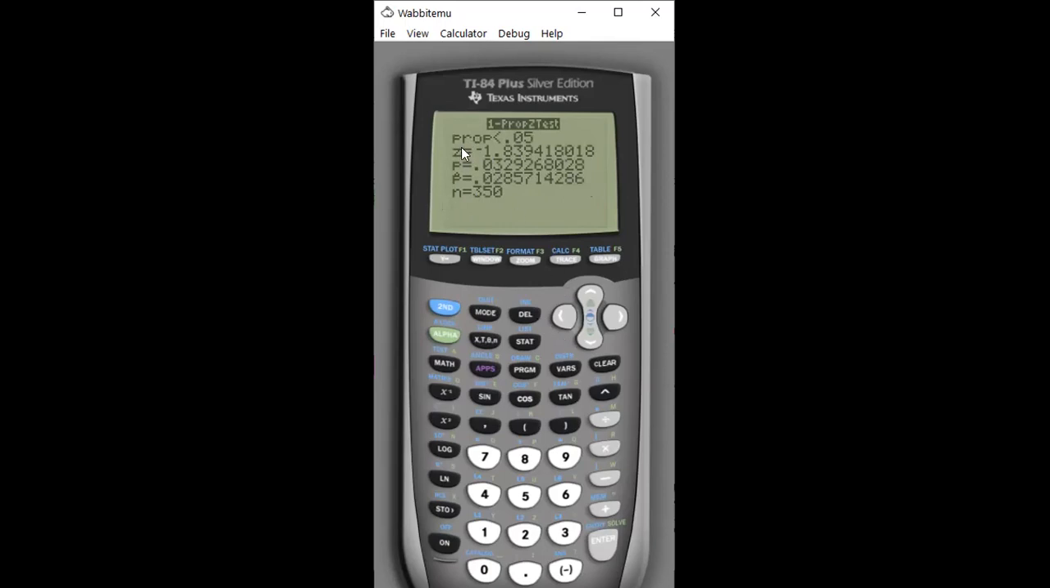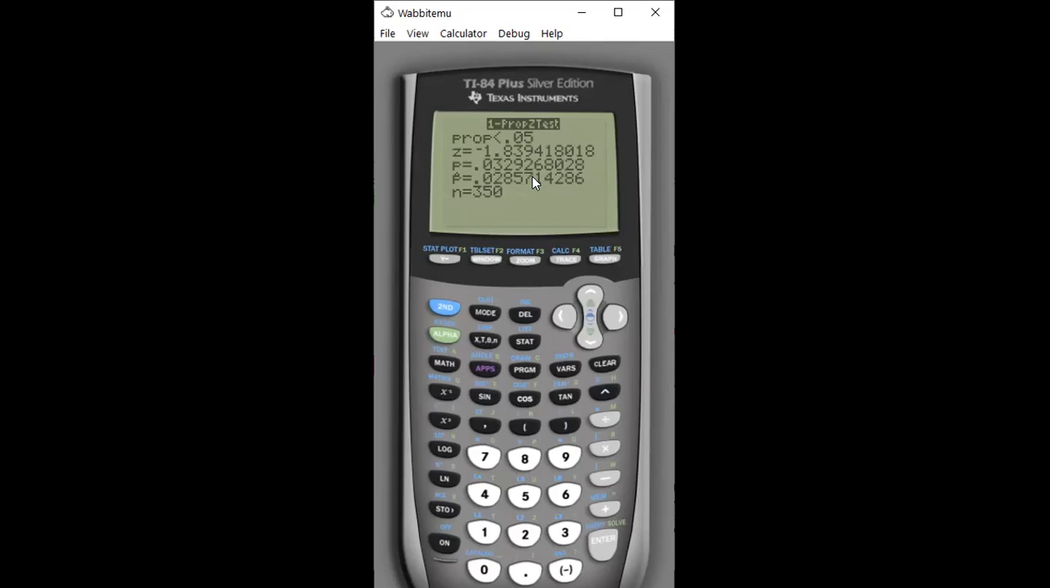First thing here, they do give you the test statistic. That's pretty neat, right? So it's Z equals negative 1.8394, which is the same one we got. And then this one, this is the p-hat. We are also able to calculate p-hat from 10 over 350, so it's 0.02857. That is what we have here.